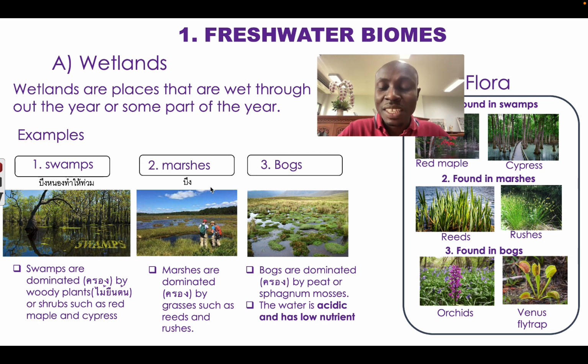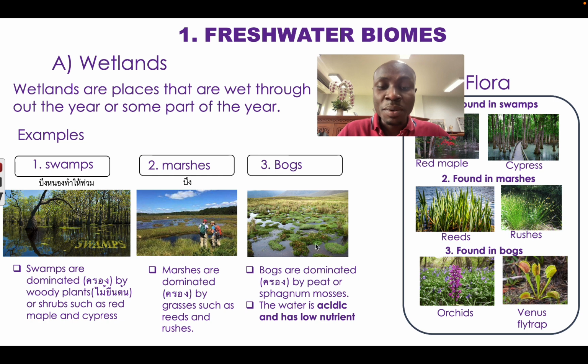Number two, marshes. Marshes also have water on the land, but we have a lot of grass on the land. It is dominated by grass. Examples of such grasses are reeds and rushes. These are the types of grasses we may see in a marsh.